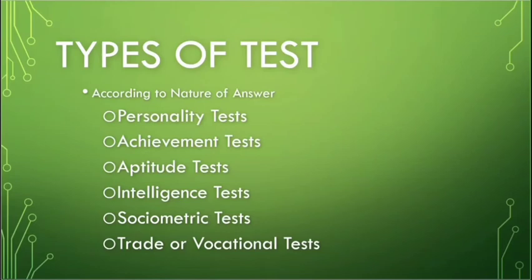Another type of test is according to nature of answer. It could be, first, personality tests; second, achievement tests; third, aptitude tests; fourth, intelligence tests; fifth, sociometric tests; and sixth, trade or vocational tests.